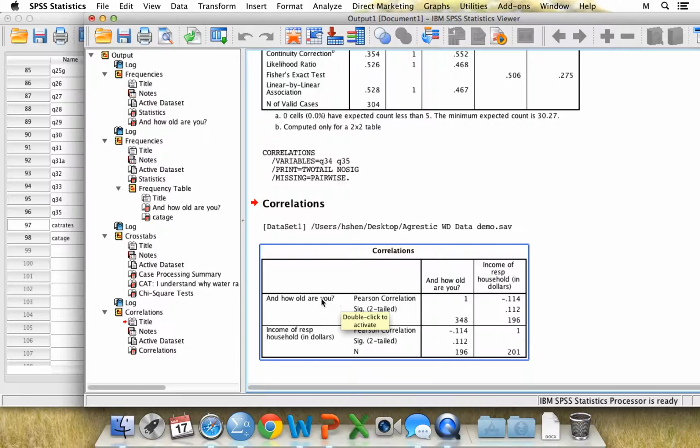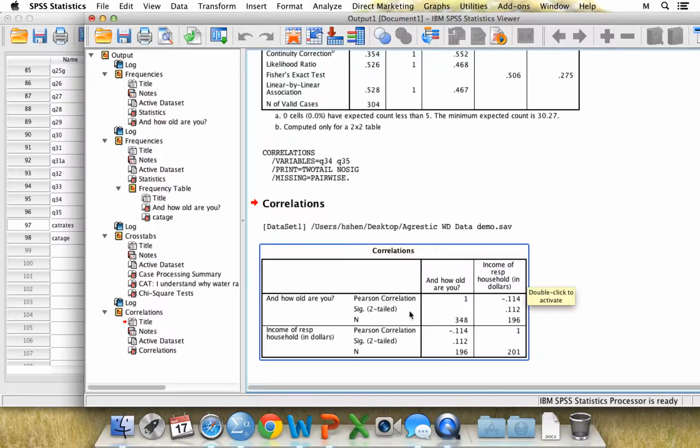How old are you, age, and income. Remember we said in the table, the first column is how old are you and how old are you. So the diagonal is always relating to itself. That's why the correlation is always 1. And these two cells, income with age, are repetition. So they're the same information. I'll look at the table.